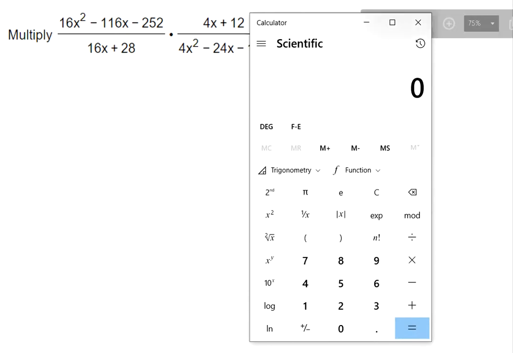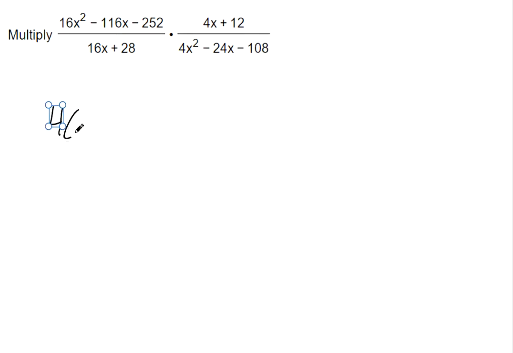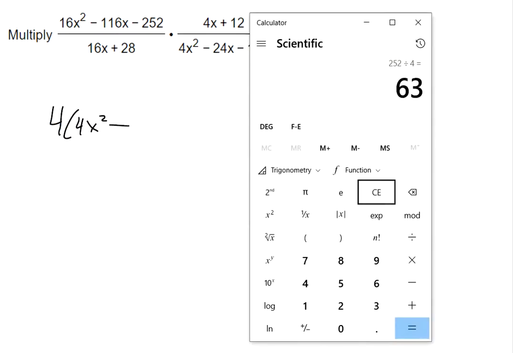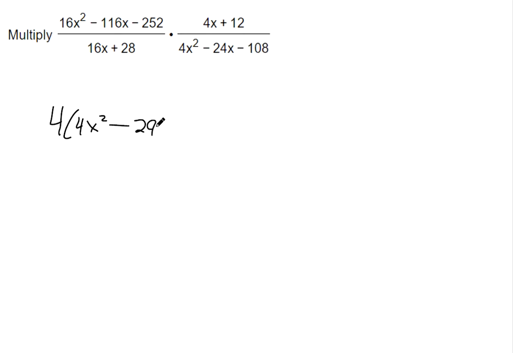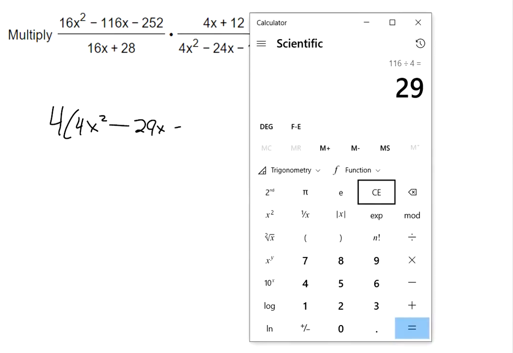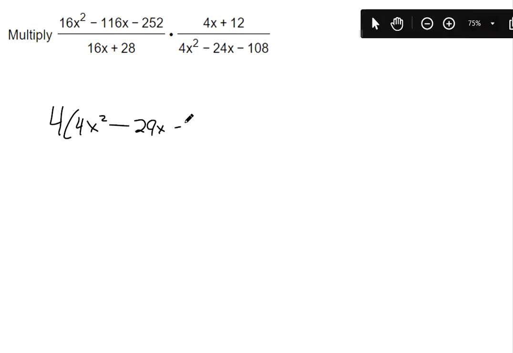Let's see, the next biggest number I can take out of all these is a 4. So 16 divided by 4 is 4. 116 divided by 4, that's 29. 252 divided by 4, that's 63. So I can pull out a 4. And then 116 divided by 4 is 29. And then 252 divided by 4 is 63 there. So I factored it down. I can see if I can factor this as a trinomial next too.